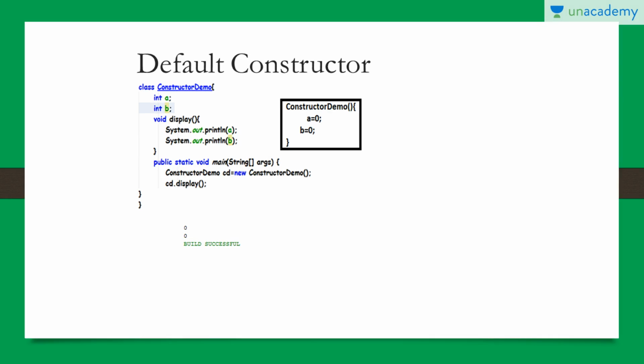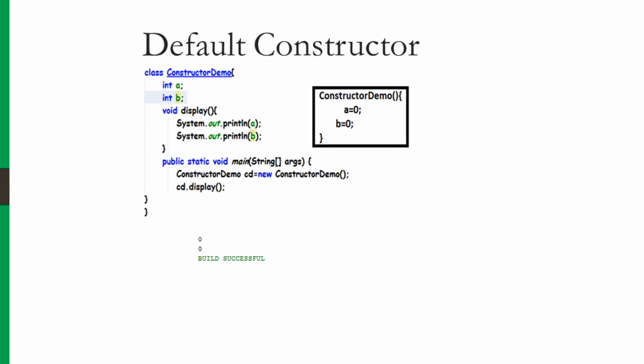Now let us see with the help of an example how a constructor works. In the examples we have done till now, we have not used any constructor. Then how were our variables getting initialized? Here we have a and b. The default values of a and b are 0, so if we try to print them out, it will give us 0 and 0. But how is it assigning the values 0 and 0?